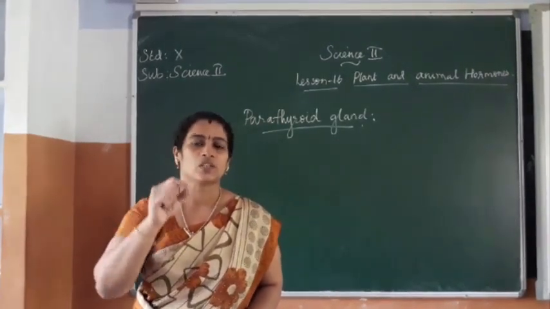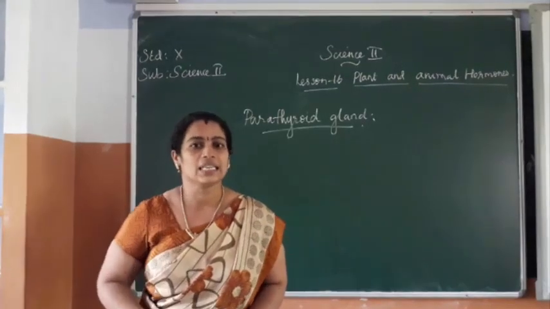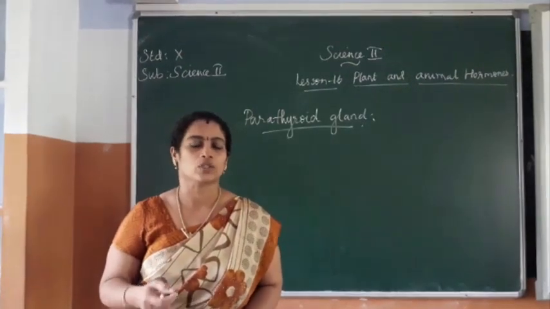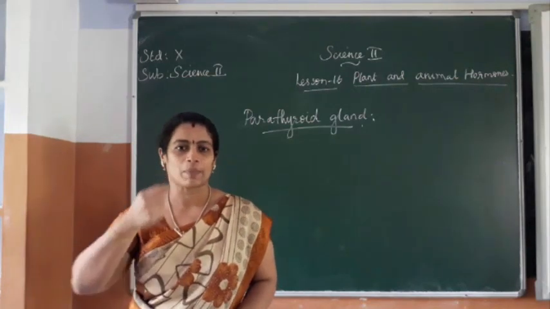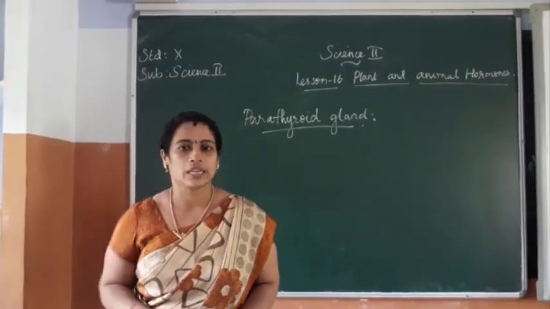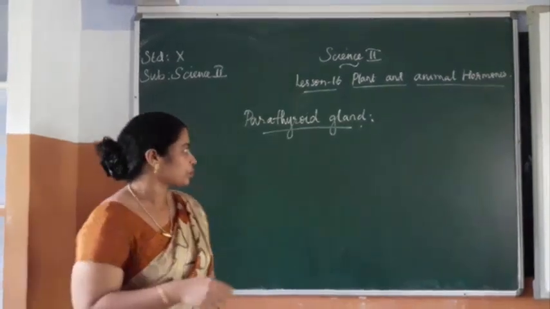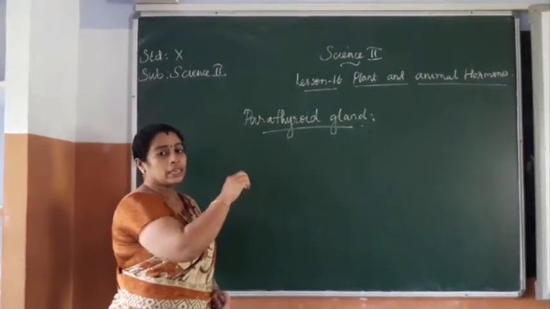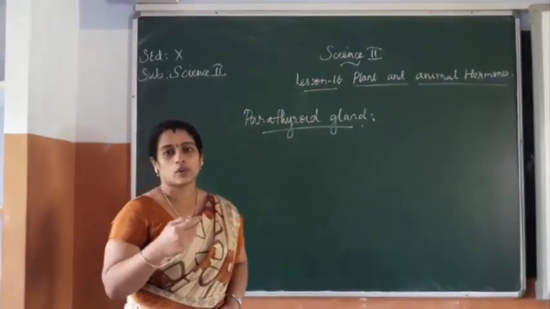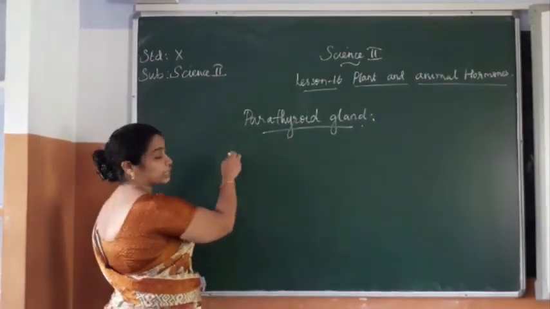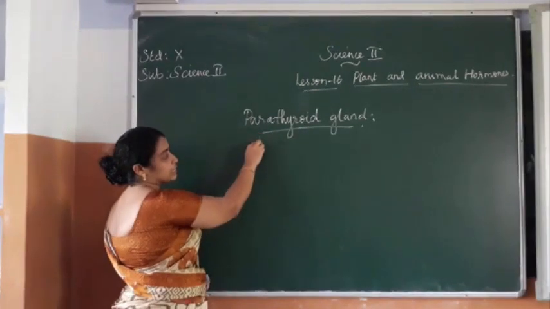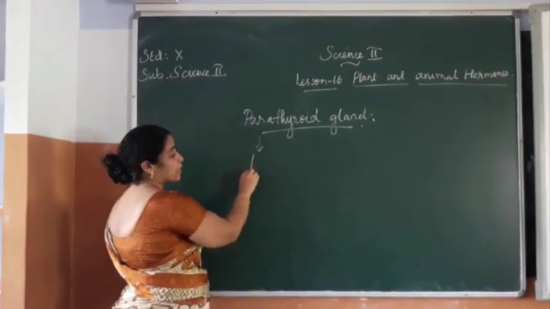It is a globular structure. It is attached to the thyroid gland at the back side. Okay, so that's the position. Next one, functions: what are the functions of the parathyroid gland? The parathyroid gland secretes the hormone called parahormone.